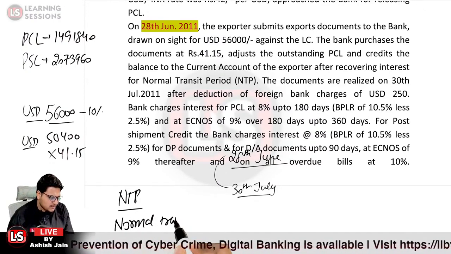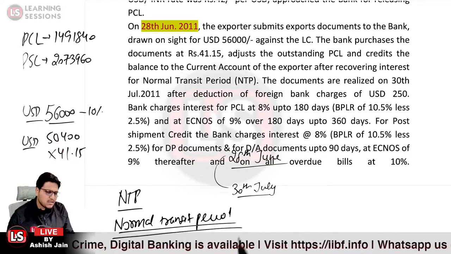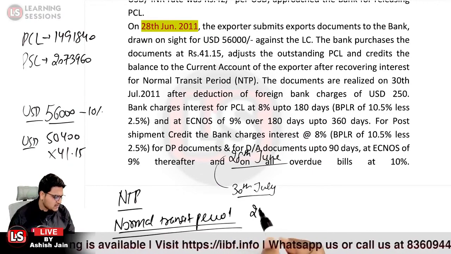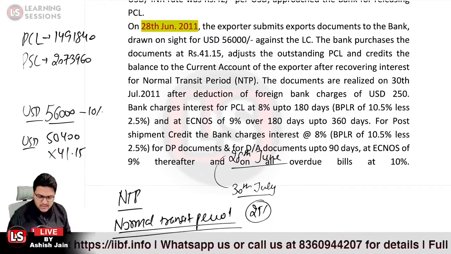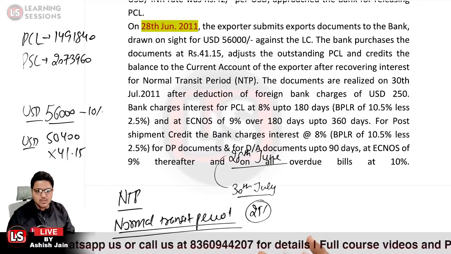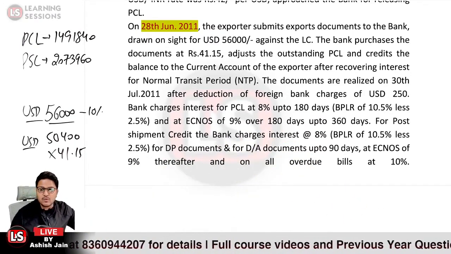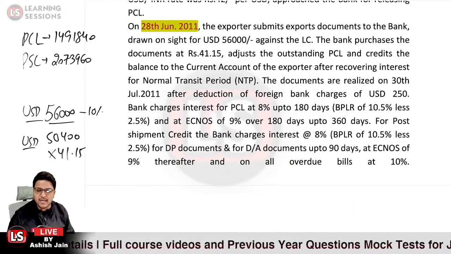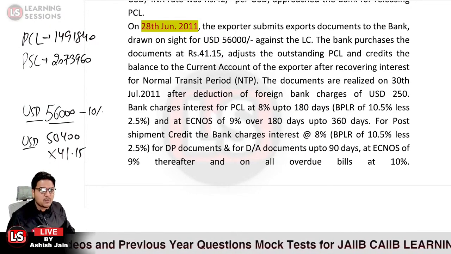So in the case of the sight LC, the concessional rate will be charged for the NTP, that is 25 days. In the foreign LCs, if the LC is drawn in foreign currency, it is 25 days. So the concessional rate over here will be charged for 25 days only. Do not consider when these are realized. We will not be charging based upon the realization. We will be charging the concessional rate as per the rules only. So it will be the 25 days.